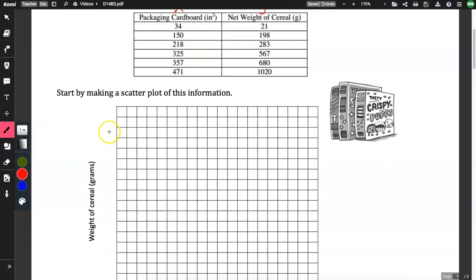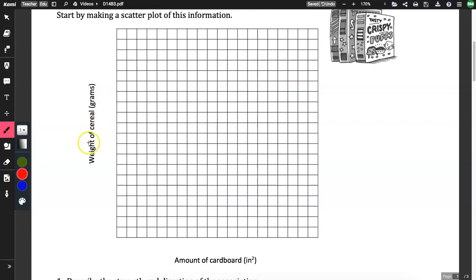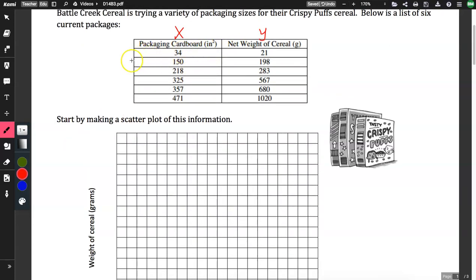So I want you to start by making a scatter plot of the information. So you can do that on your own. See if you can figure out a good scale for the X and the Y variable, plot your points, and then we'll come back together. I'll leave the screen here so you can look at the data as you make your scatter plot.